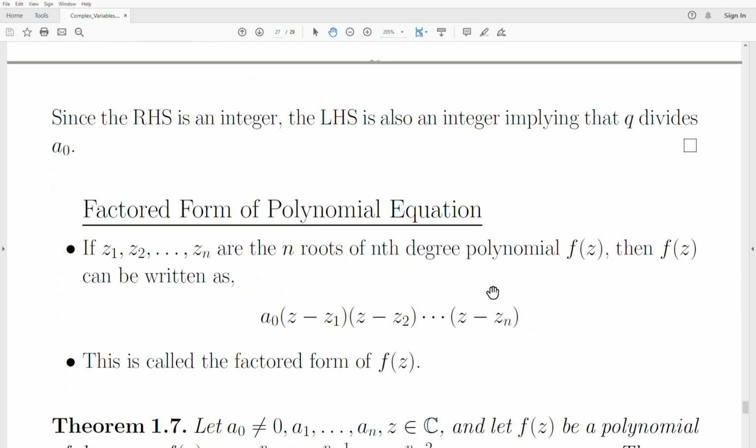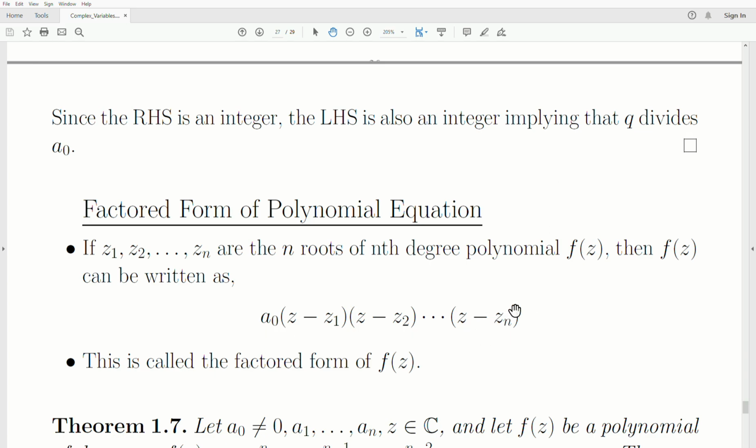Now we can factor a polynomial if we know the zeros or the roots. This is called the factored form of a polynomial. If we know the zeros, z1, z2 through zn, let's assume they're the n roots of the nth degree polynomial f, then f of z can be written in this form, its factored form.